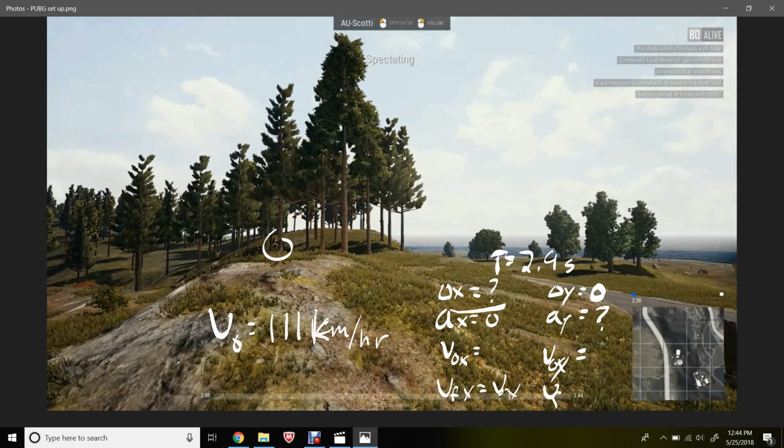And then the v final in the y direction, in projectile motion, because it came up and came back down, it's a full 180-degree turn, which means the v final is actually just the opposite, the negated version of the initial. So this is just negative v0y. So yeah, you just need to find the acceleration in the y and the change in x, and using those variables you can determine everything.